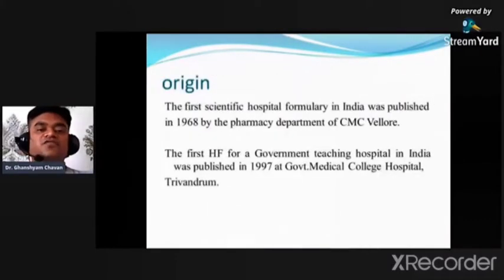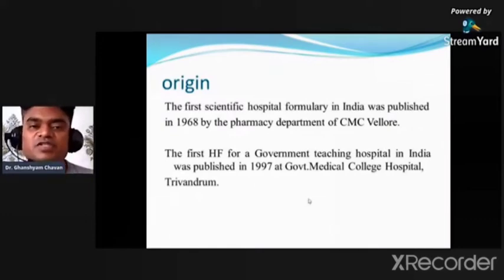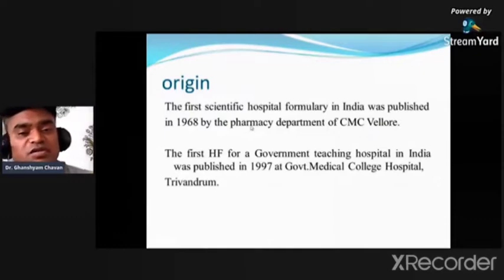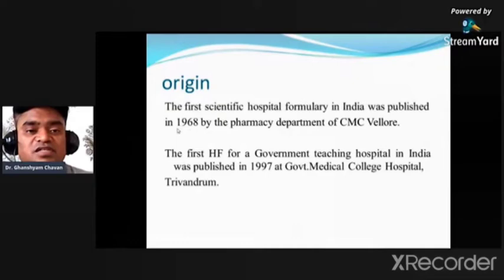Origin: the first hospital formulary in India was published in 1968 by the Pharmacy Department of Christian Missionary Hospital at Vellore. At Vellore, where the research institute was also developed, this department produced the first hospital formulary in 1968. The first hospital formulary for a government teaching hospital in India was published in 1997 at Government Medical College Hospital, Trivandrum.